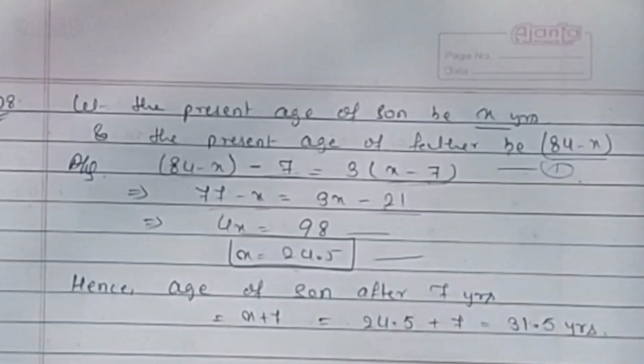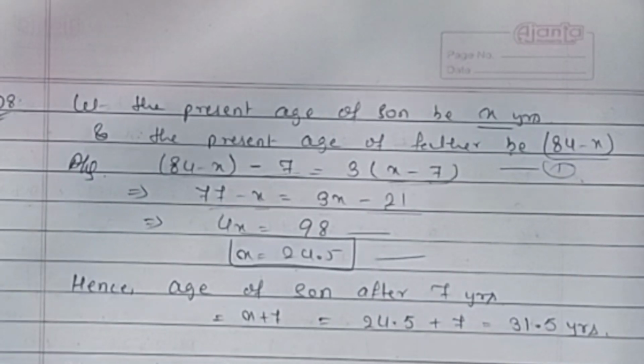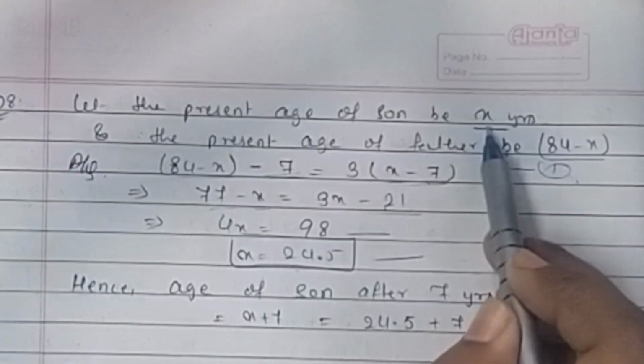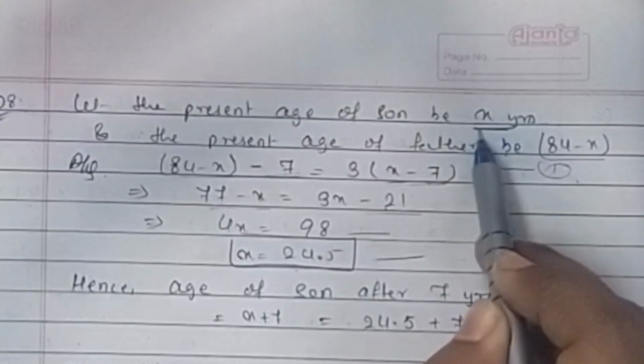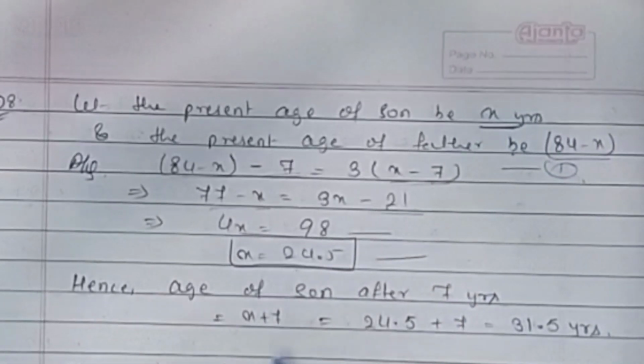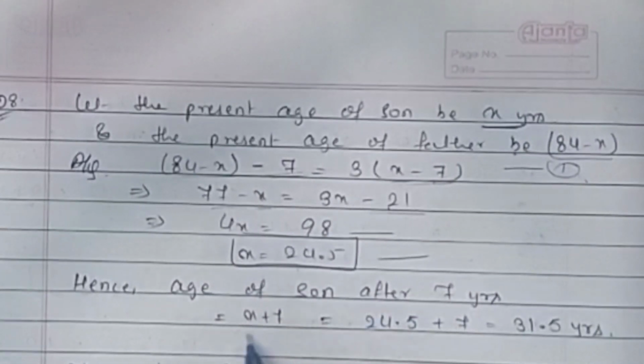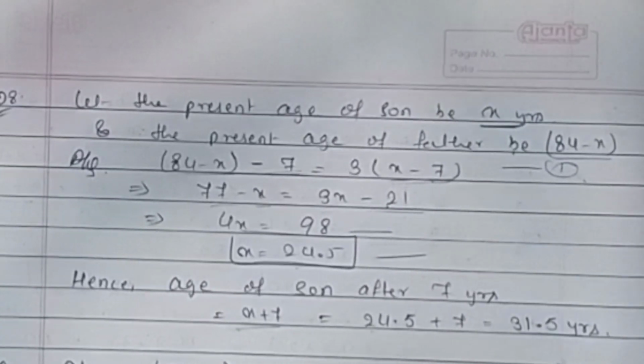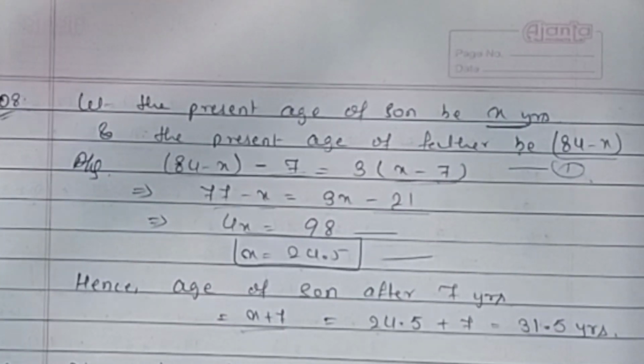24.5. Now, basically we have to find the son's age after 7 years. So, we have to add 7 years to the present age of son. So we will get son's age after 7 years will be x plus 7, and hence 24.5 plus 7 is equal to 31.5 years. Hence, the son's age after 7 years is 31.5 years.